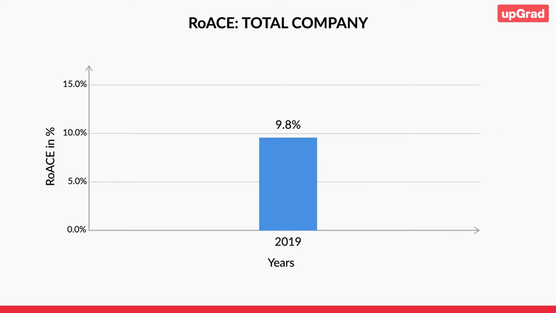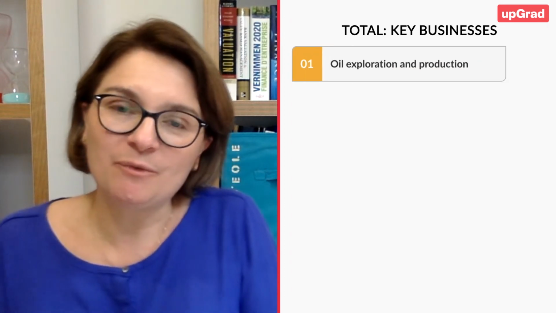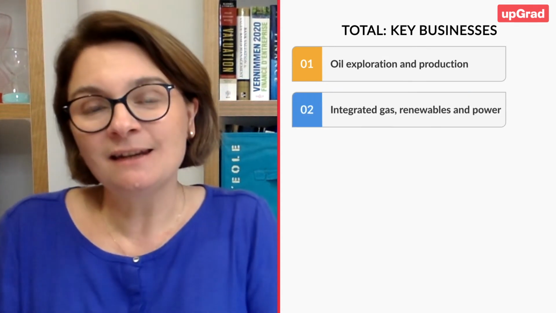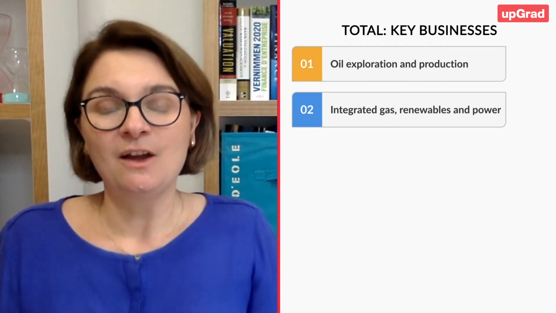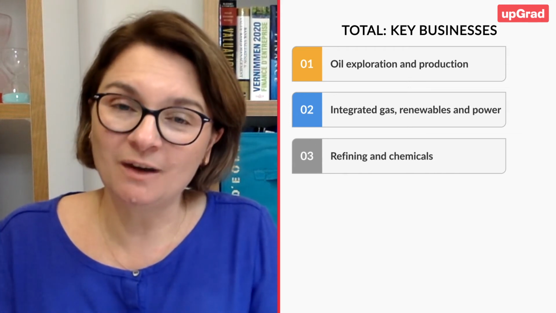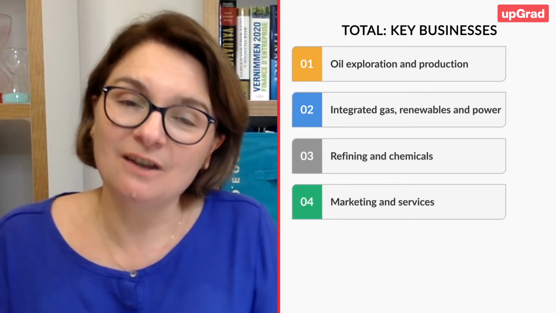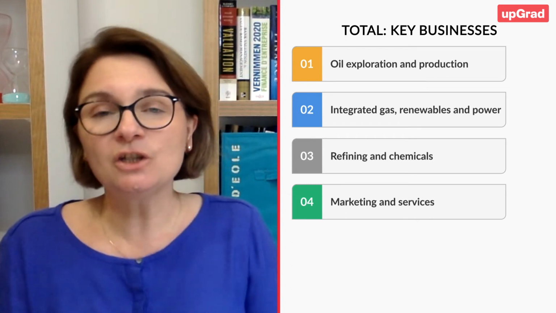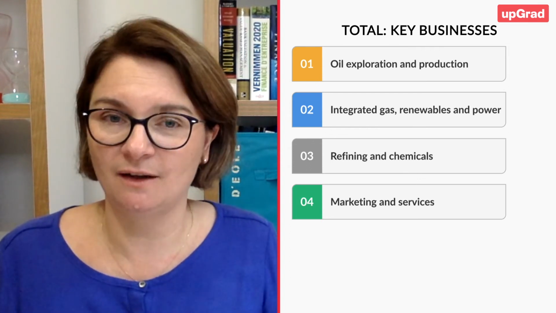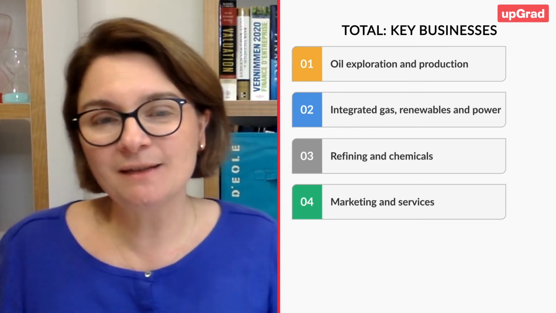It would be more interesting and more fun to look at the numbers at business unit level. So actually, Total carries 4 business units. Oil exploration and production is the first one and the biggest one. Integrated gas, renewables and power is the second one. Refining and chemicals is the third one. And marketing and services is the fourth one. What do they have under marketing and services? Essentially the petrol stations that you can find downtown. So these are the 4 business units.